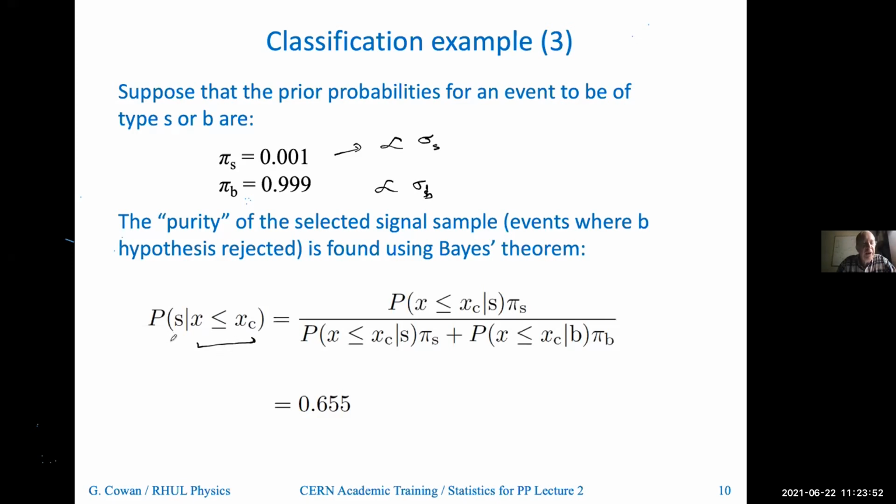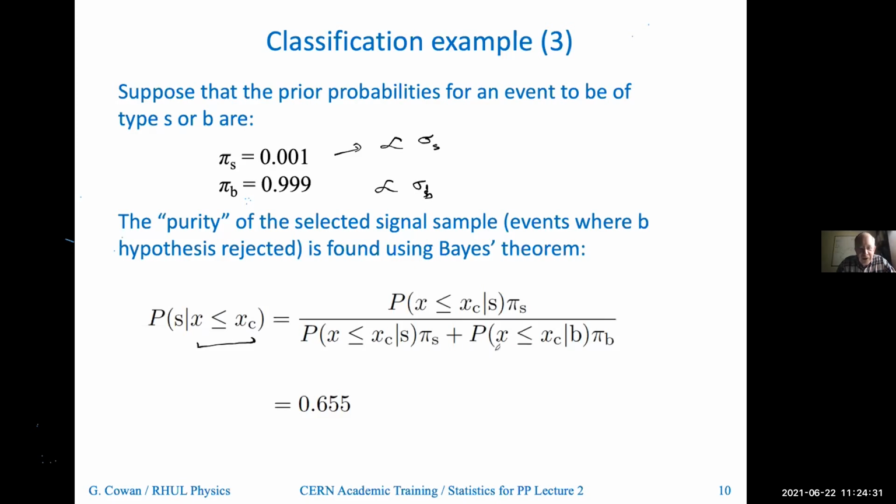So you can see I have there a conditional probability with the S on the left and the critical region on the right. And I can use Bayes' theorem to relate that to the corresponding probability to find X in the critical region, given that the event is of type S. And Bayes' theorem says that this is the formula, right? It's the probability to have the data in the critical region given S times the prior probability to be S, divided by the corresponding probability to be in the critical region, which I have written out with the law of total probability in the denominator.